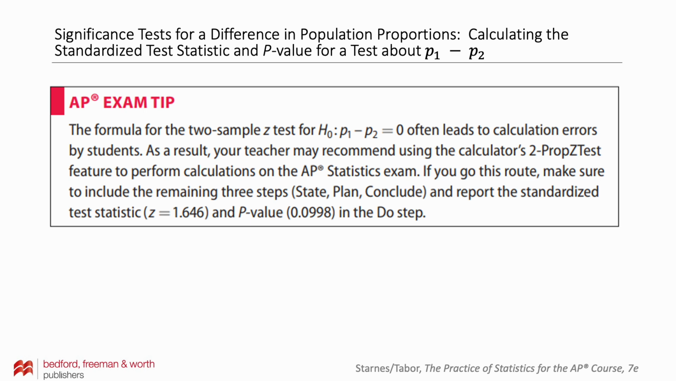Now, our AP statistics tip here is that the formula for the two-sample z-test for the null, P1 minus P2 is equal to 0, often leads to calculation errors by students. As a result, I recommend that you use your calculator, which I'll show you how to do, just to check to make sure that you're going in the right direction. And don't forget to do the state, plan, do, conclude, and I do want you to show all the steps.